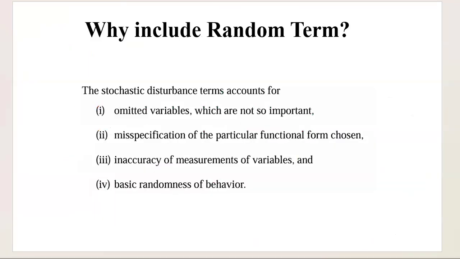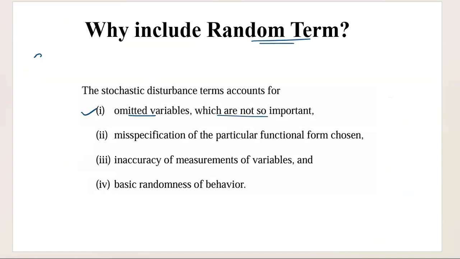And the final thing that I'll cover in this video and then I'll stop is why do we include this random term? What is the importance? So there are 4 different reasons for that. Stochastic disturbance term accounts for the omitted variables which are not so important.